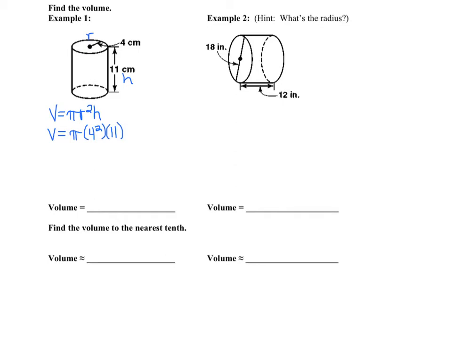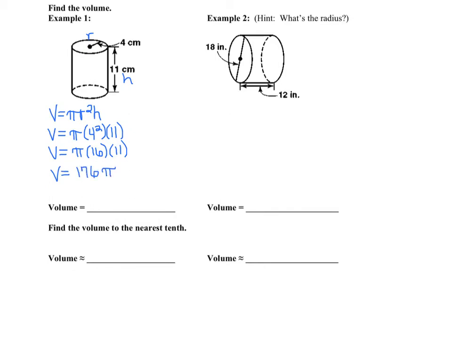Now you want to follow the order of operations, so we want to square first. I suggest you always square first. So 4 squared is 16, so volume equals pi times 16 times 11. My next step, what I like to do next, is multiply my numbers. So 16 times 11 gives us 176. So volume equals 176 times pi.